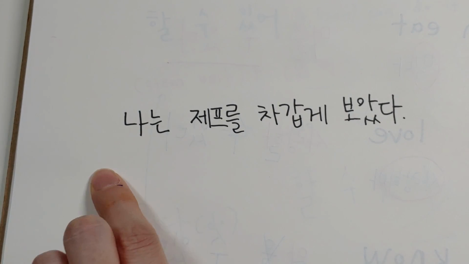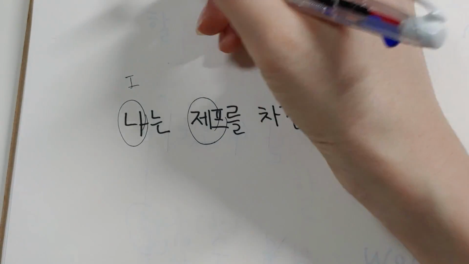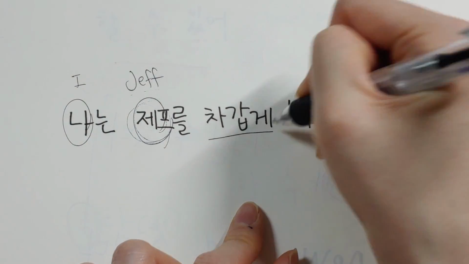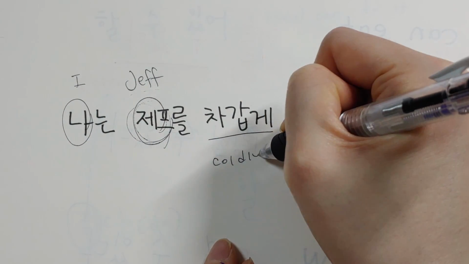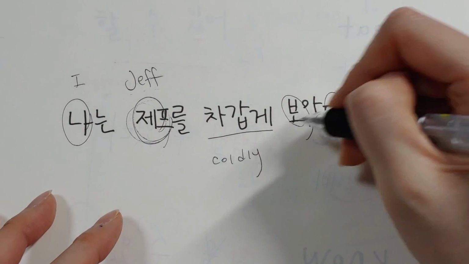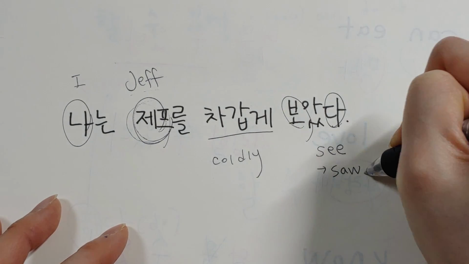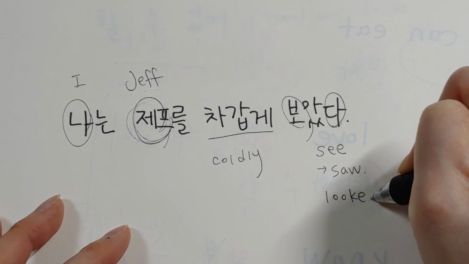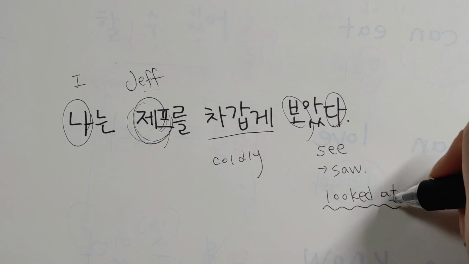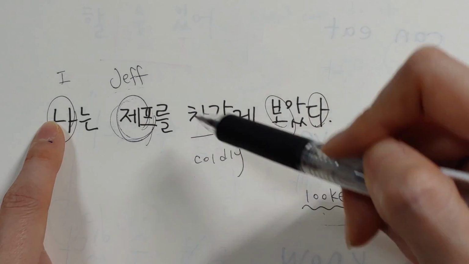So I think you can understand this sentence. So 나, right? I. Jeff is the objective. And what was 차갑게? Do you remember? Coldly, right? And 보았다 is the past tense of 보다. 보다 means see, right? So this means saw or also looked. But in this context, looked at would be a more correct translation. So this means I coldly looked at Jeff.